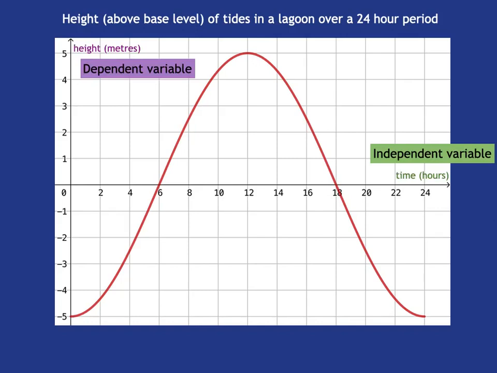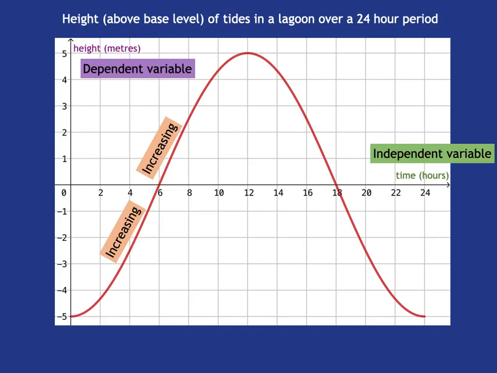Some things we might want to have a look at with this graph is, let's look at the first little while of the graph. Do you notice that in that first little while of the graph, as the time goes on, so the height is going up? And we talk about a graph like that as increasing. And in real terms, what will that mean? It'll mean in that first period, the height of the water is rising all the time.